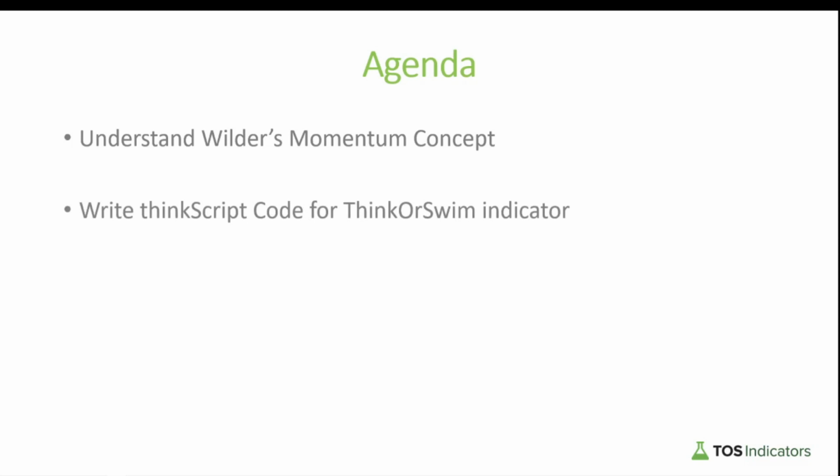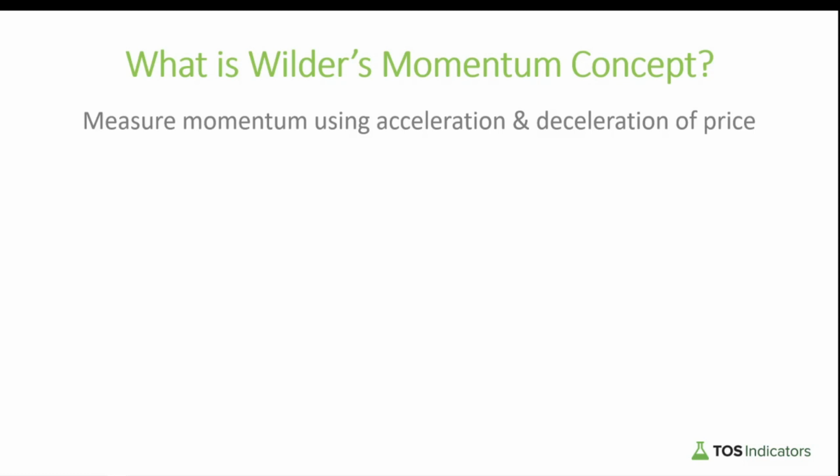Then next, we'll translate that into some ThinkScript code to build a ThinkOrSwim indicator, and then finally take that indicator and translate that into a scan to try and find places where we have increasing momentum based off of what Wilder describes to be the momentum factor. All right, so let's get started with first understanding what this concept really is.